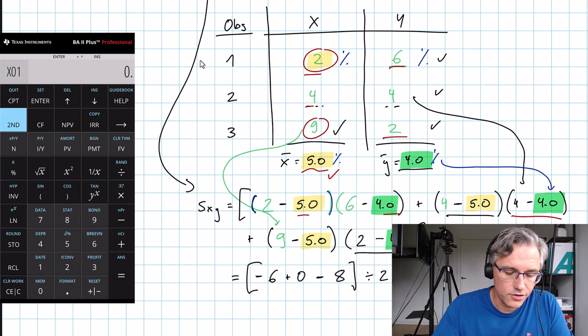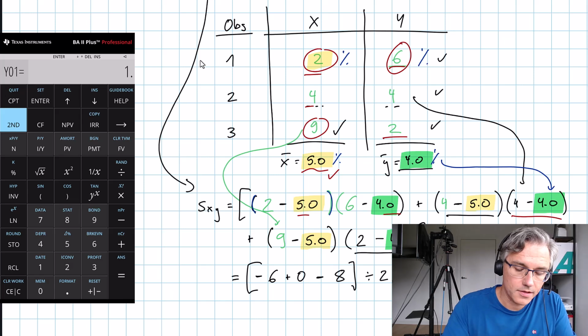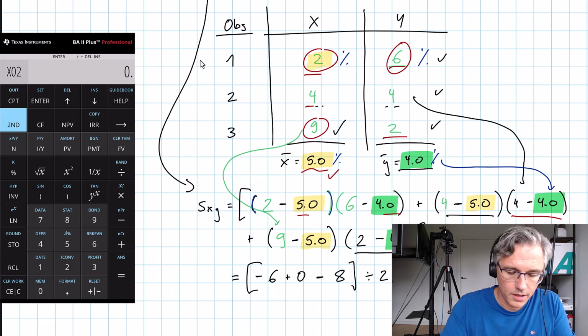My first x is 2, so I'm simply doing 2, enter, hitting the down arrow, and I'm supposed to give the calculator the first value for y, which was this 6, enter, hit the down arrow again, input the second x value 4 and the corresponding y value 4 as well, and then the set of x and y's in the third observation, which was 9, enter, and 2, enter. And you can scroll up and down to see if you've got all your inputs correct.